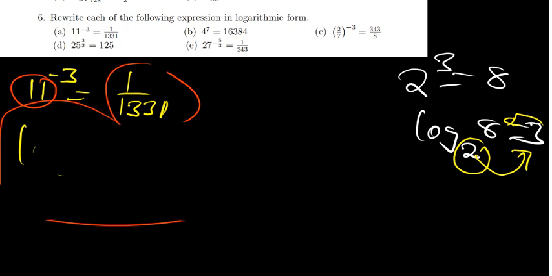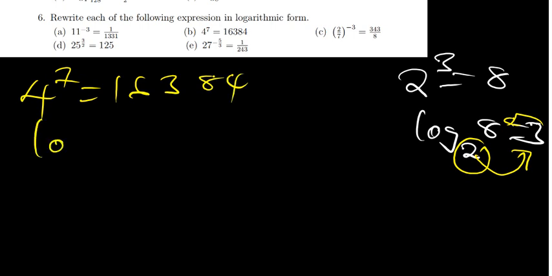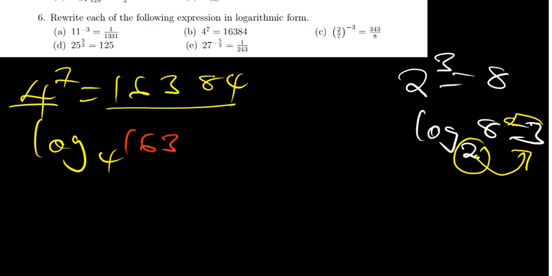Okay, let's go to part B. Now part B is saying we have 4 raised to the power 7 is equal to 16,384. Okay, remember this is always the base. So base 4, and this is always what is going to be inside. So I'm going to have log base 4 of 16,384 is equal to the power, 7. Meaning if I want to run away from log to exponential, it's going to be 4 raised to the power 7 is equal to 16,384.